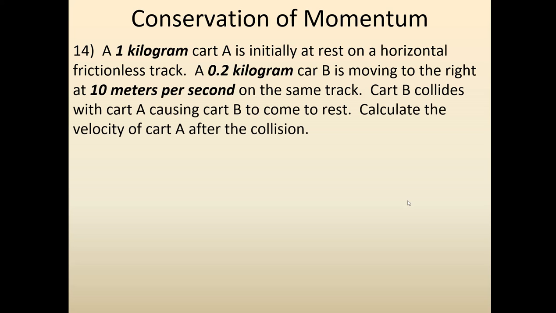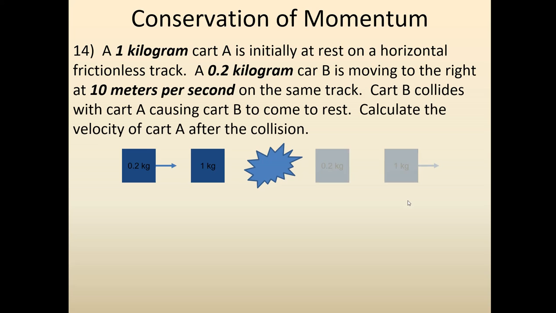All right. So as I said, the main step is to draw out what's going on. In the first step, we're told that the 0.2 kilogram cart is moving to the right and that cart A, which is 1 kilogram, is at rest. They end up colliding. We're told that cart B, which is the 0.2 kilogram, comes to rest and the 1 kilogram moves to the right. So this is a very basic description of what's going on.